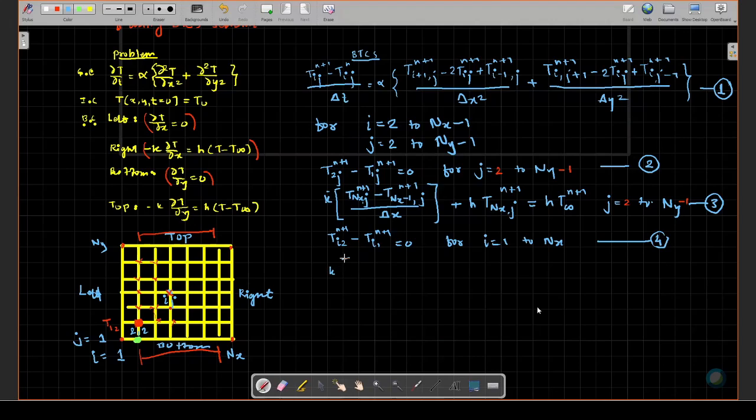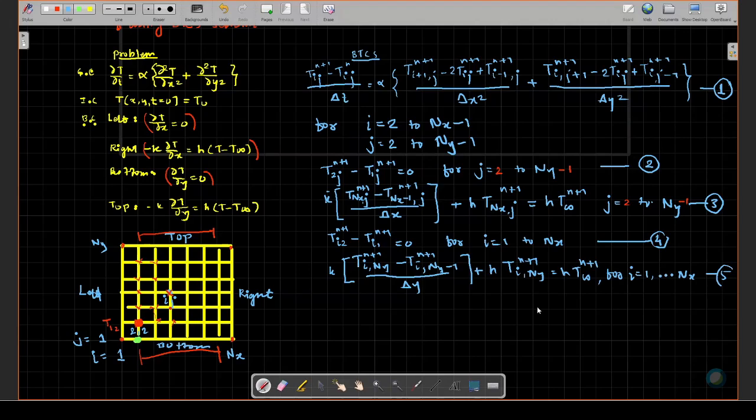So the top boundary condition will be like this: you have these two values, T I ny minus T I ny minus 1, all at n plus 1, over delta y, and H T I ny n plus 1 is equal to H T infinity n plus 1. And this is for I equals 1 to nx again.